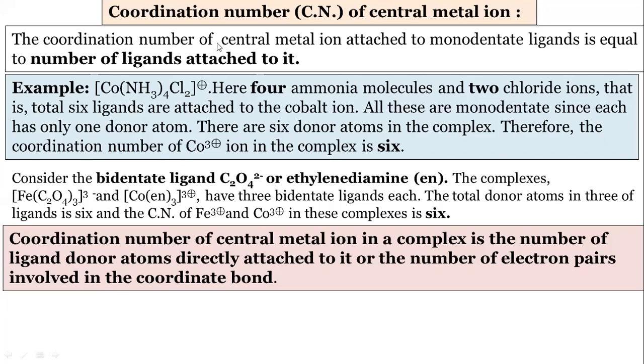Coordination number is nothing but the number of ligands attached, in the case of a central metal ion attached to monodentate ligands. See, in this example of a coordination compound, we can clearly see 4 ammonia ligands and 2 chloride ligands. So the total, 4 plus 2, is 6. So the coordination number of this complex is 6 because 6 monodentate ligands are attached here.